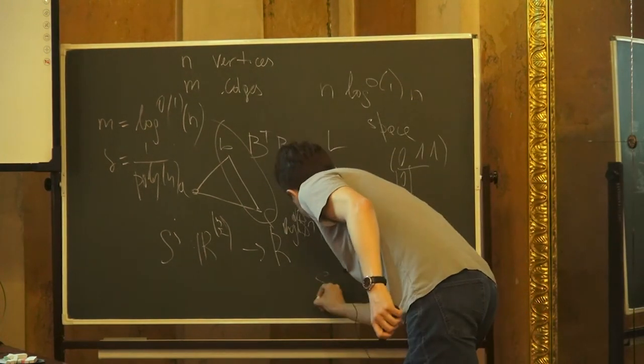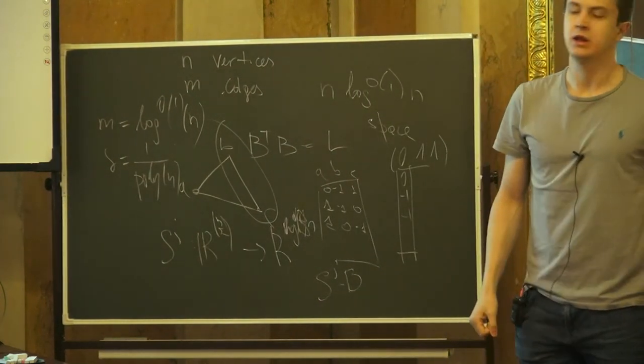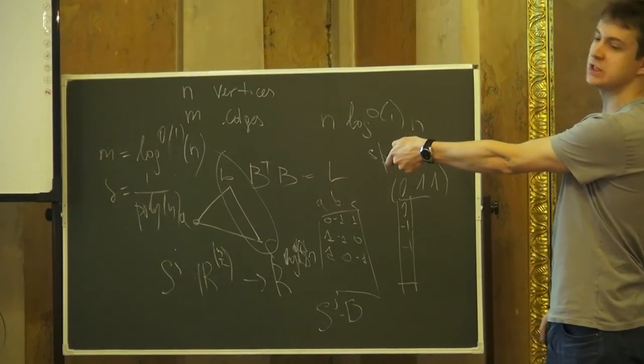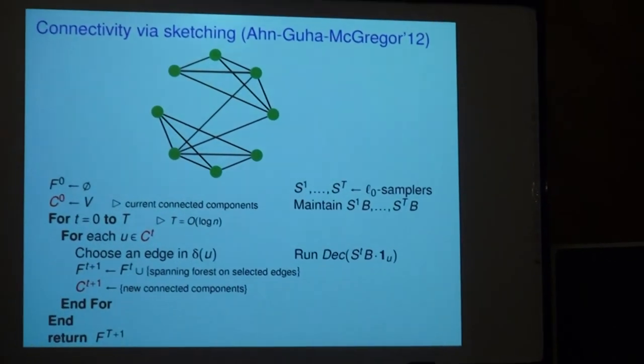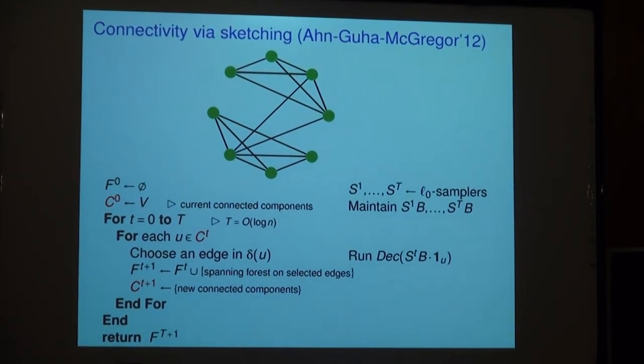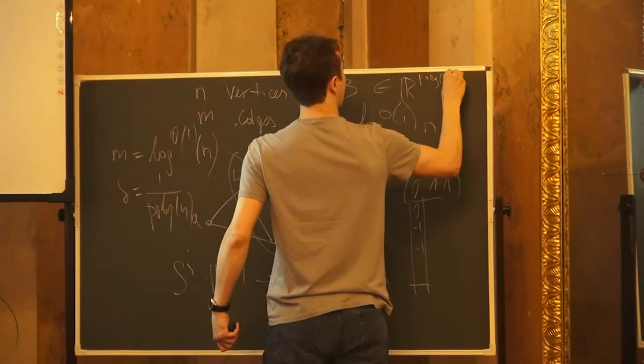We'll prepare these L0 samplers, and we will store Sj times B. We'll keep compressed versions of the edge incidence matrix: S1 times B, S2 times B, St times B. The matrix B had n choose 2 rows and n columns, but we're multiplying it by this L0 sampler on the left. So the L0 sampler collapses the n choose 2 dimension down to polylogarithmic. Each of these matrices, S1 times B, S2 times B, is very small, in dimension poly log n by n.